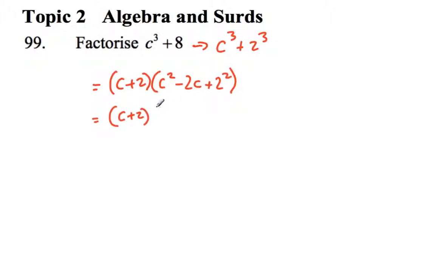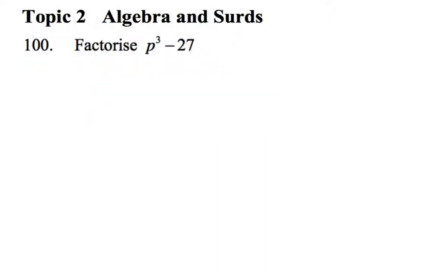2 outside of c squared minus 2c plus 4. So the sum of two cubes, that rule is. Check that out in your studies or your textbook.